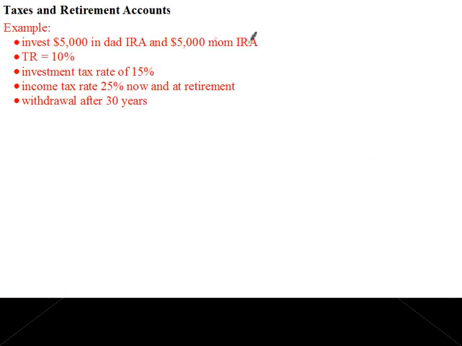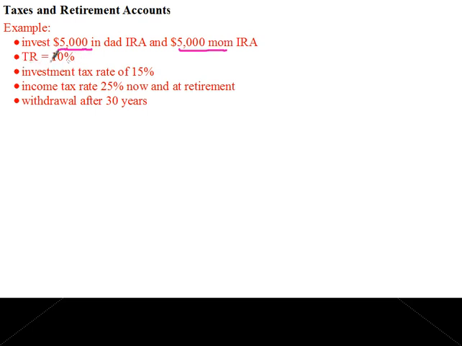So let's say that we have this situation. Let's say that dad puts $5,000 into his traditional IRA. He's allowed to do that because in 2020, that was capped at $6,500. Mom puts $5,000 into her IRA, which she is also allowed to do, assuming they meet the income requirements.